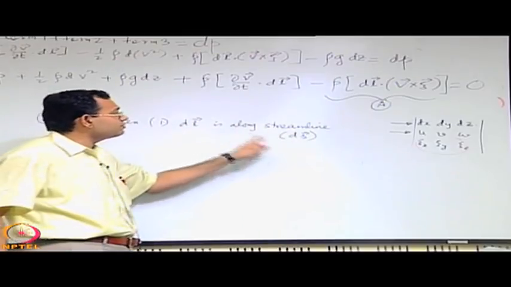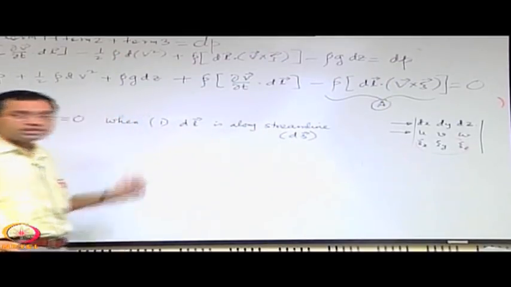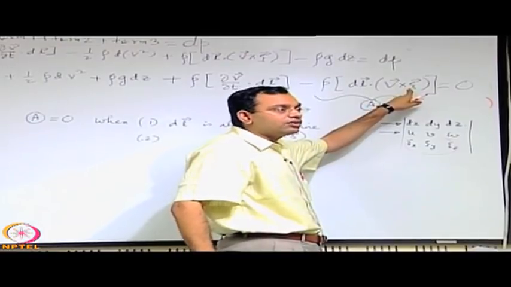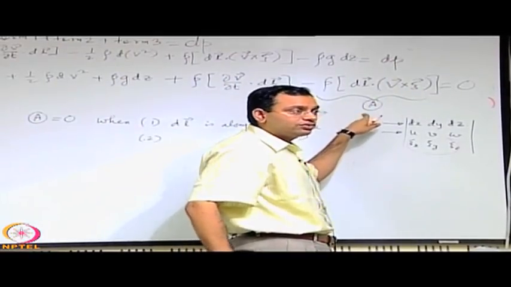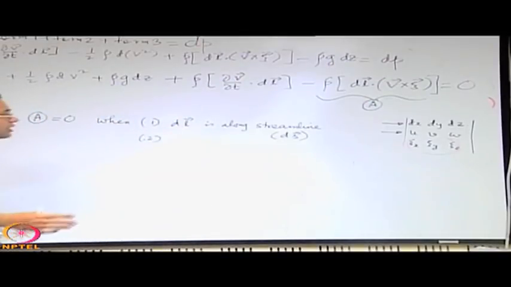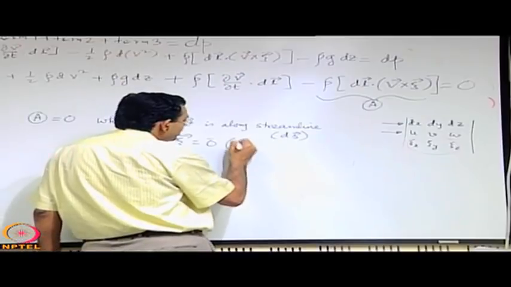So if dl is located along a streamline, then we do not care whether it is a rotational or irrotational flow. But if it is not, then if the vorticity vector is identically equal to 0, then A will become 0, no matter whether dl is located along the streamline or not. So when the vorticity vector is a null vector, this is irrotational flow.